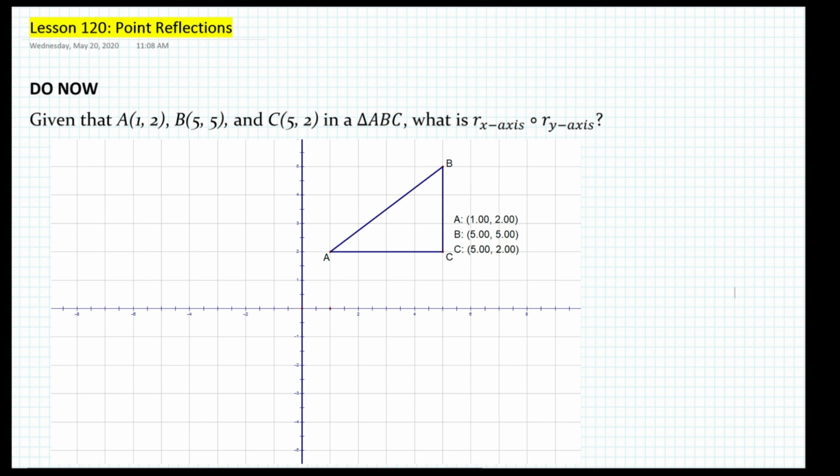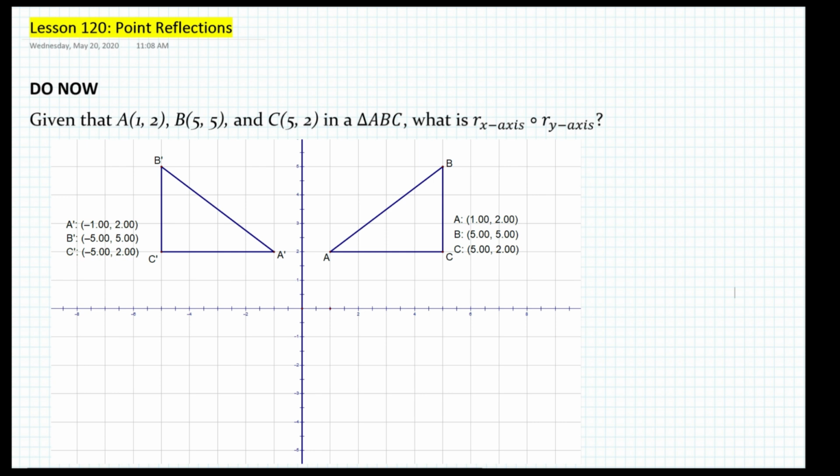Now, if we reflect it first over the y-axis, we obtain the following image of triangle ABC, namely triangle A prime, B prime, C prime with the shown coordinates of A prime to be (-1, 2), B prime to be (-5, 5), and C prime to be (-5, 2). As discussed yesterday, when you reflect a point over the y-axis, you're just negating the x coordinates.